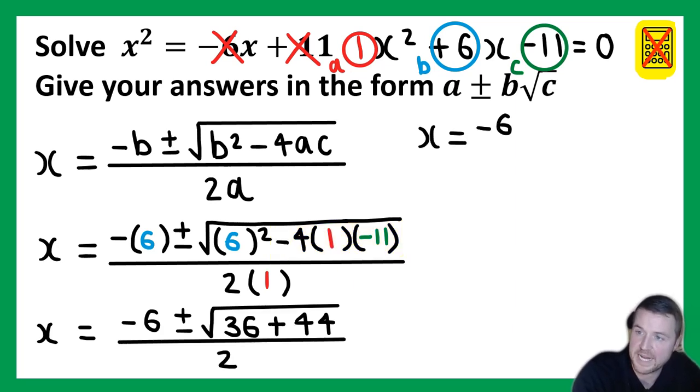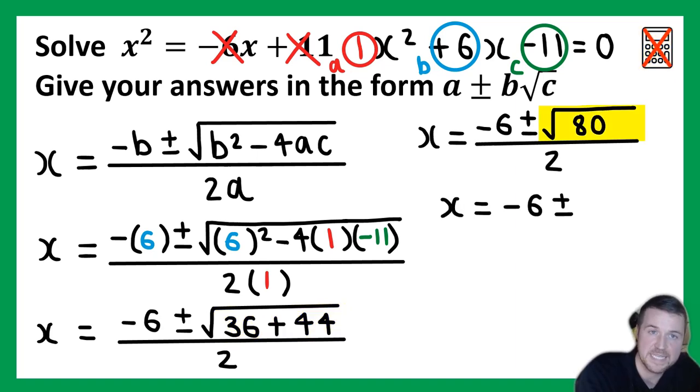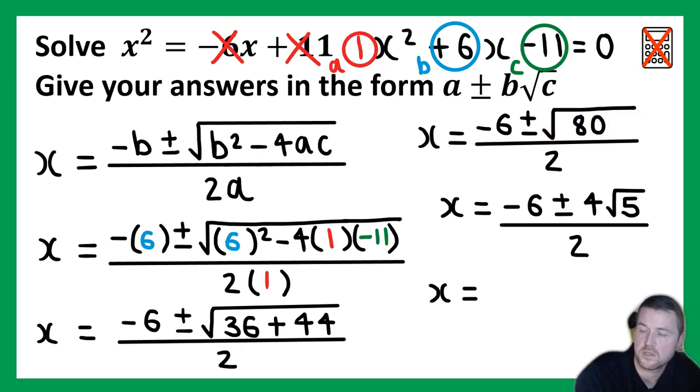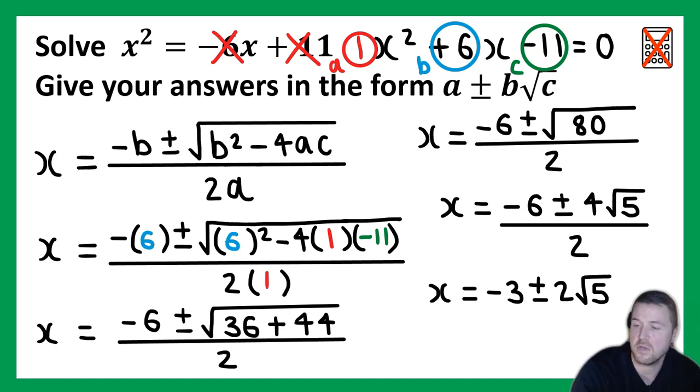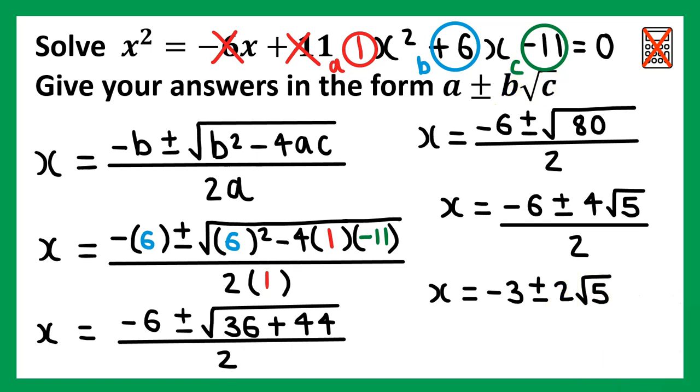X will be equal to negative 6 plus or minus the square root of 36 plus 44, which is 80 over 2. The square root of 80 is a surd, which can be simplified to give me 4 root 5. So when I divide through by 2, I'll be left with negative 3 plus or minus 2 root 5. You can now see that this is in the form of a plus or minus b root c, where a is equal to negative 3, b is equal to 2, and c is equal to 5.